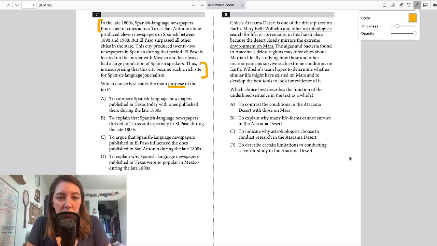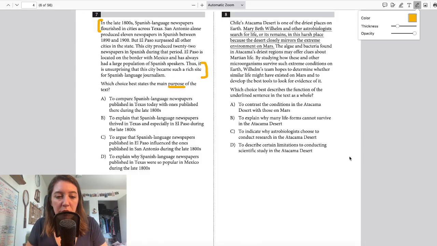C says to argue that Spanish language newspapers published in El Paso influenced the ones published in San Antonio during the late 1800s. This is probably a byproduct of B, right? So this would be something that I would use as evidence for B. Therefore, I don't think that C is going to be the purpose.